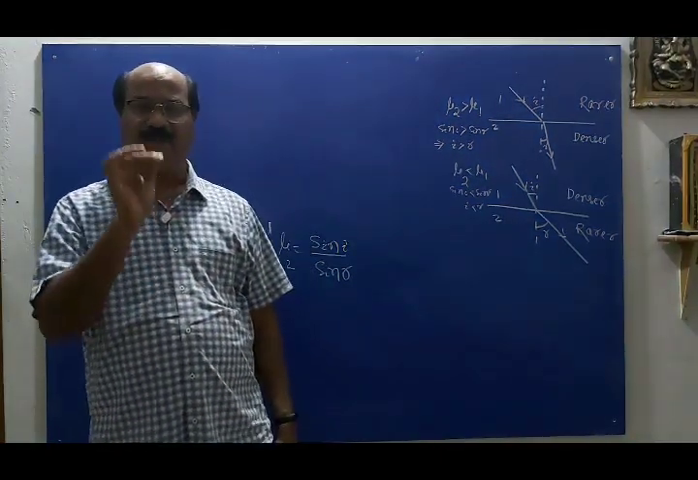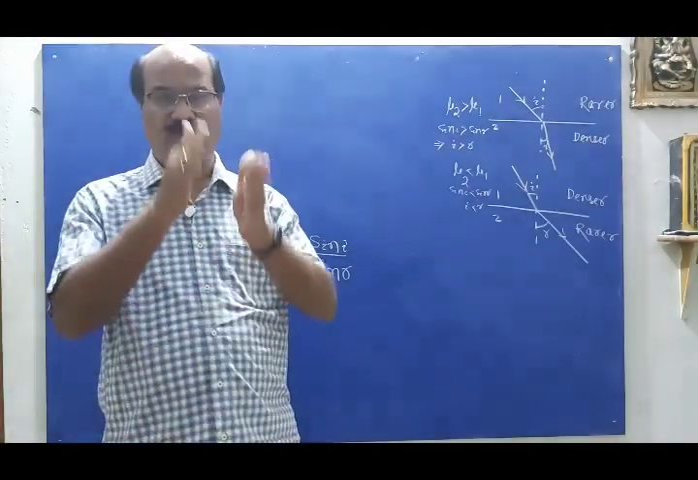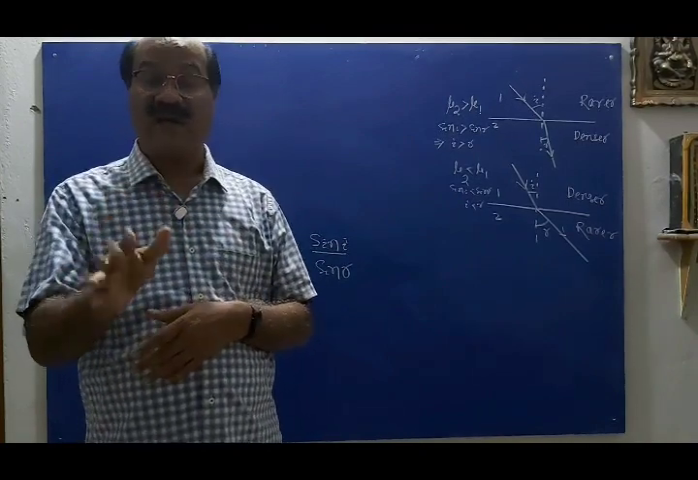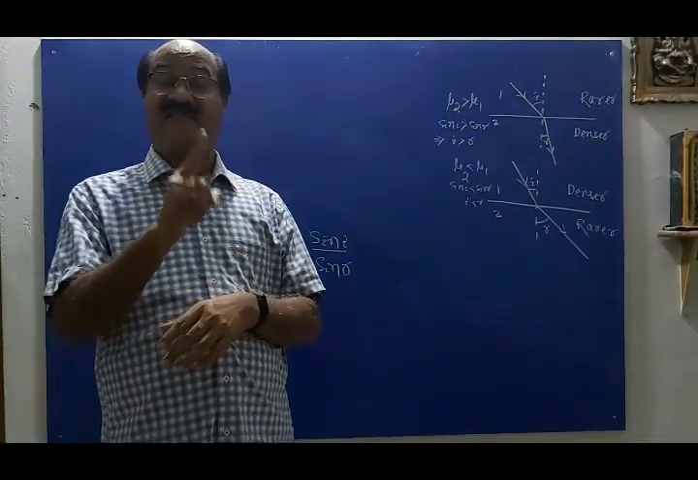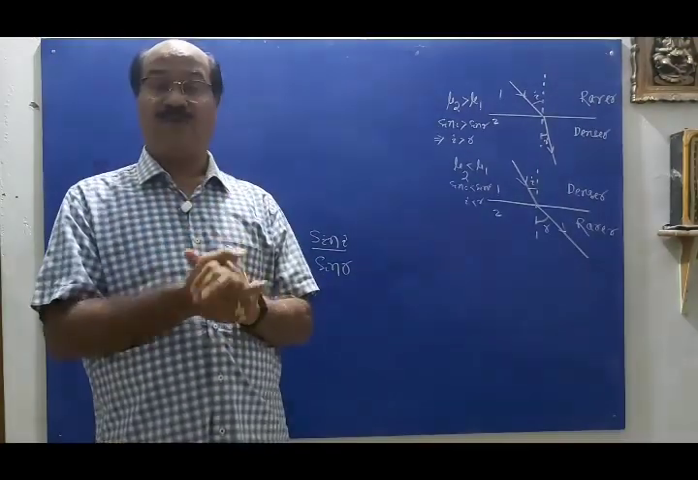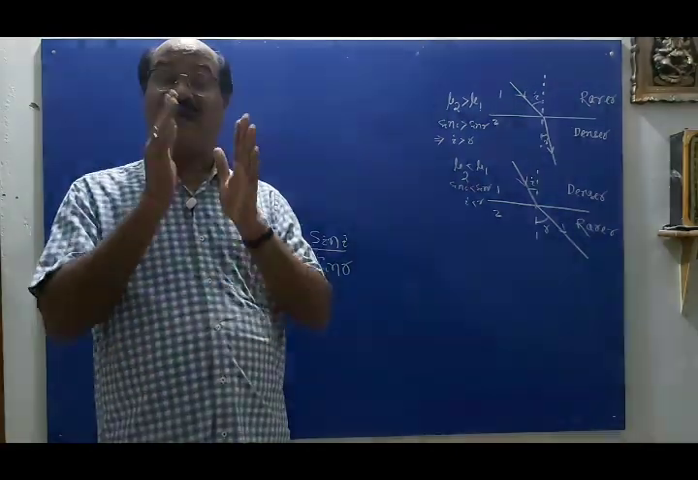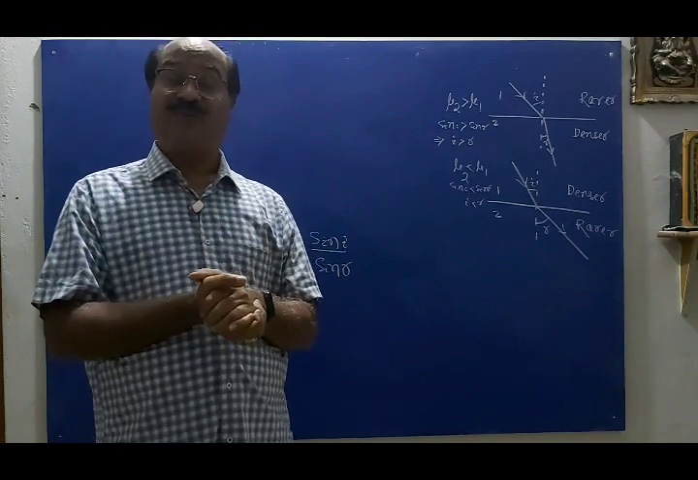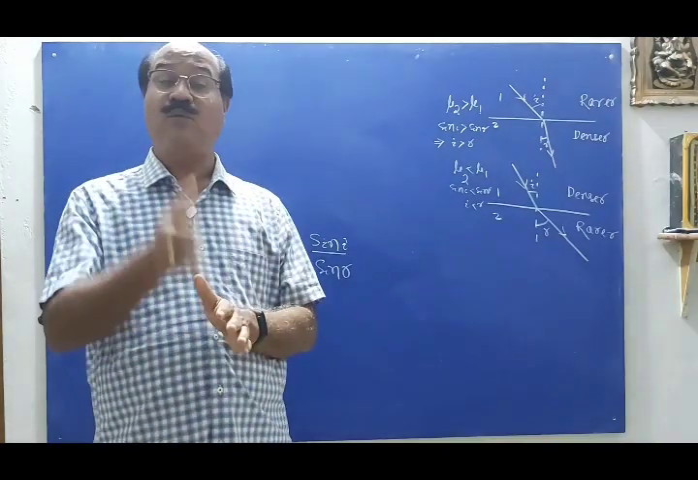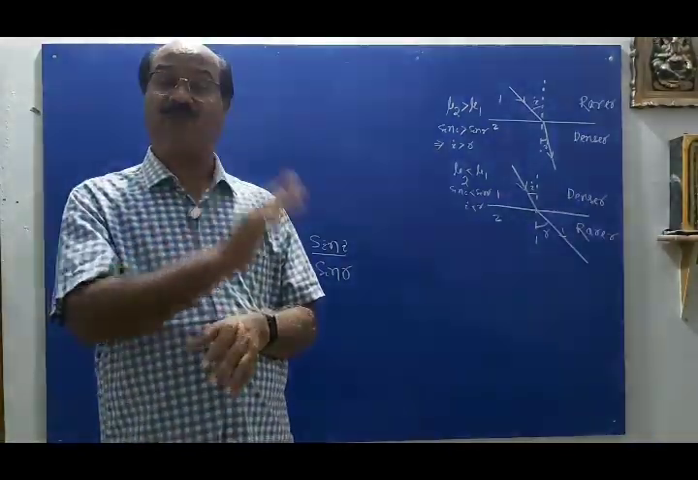Whenever a ray of light travels from one medium to another medium, note these points. When a ray of light travels from one medium to another medium, there is a change in the path of light. Number one. Number two, there is no change in frequency of light. Frequency will not change. There is no change in phase of light. Phase will also not change. We know from mechanics what is phase. There is no change in frequency. There is no change in phase.